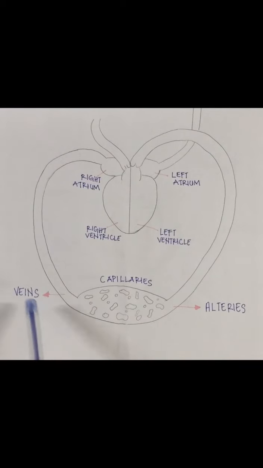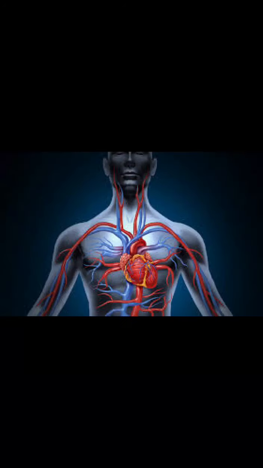In short, there are 3 types of blood vessels. Arteries carry blood away from your heart, veins carry blood back toward your heart, and capillaries, the smallest blood vessels, connect arteries and veins.